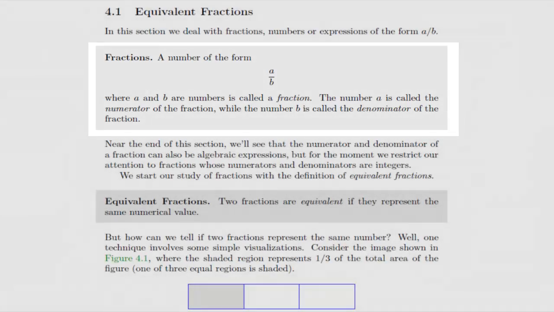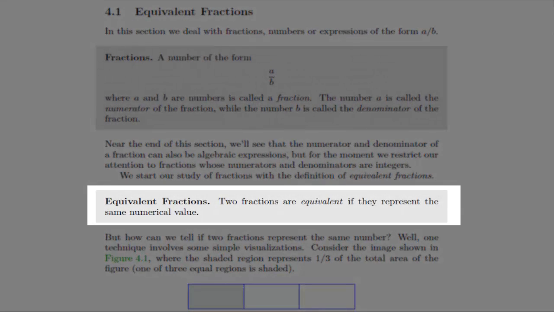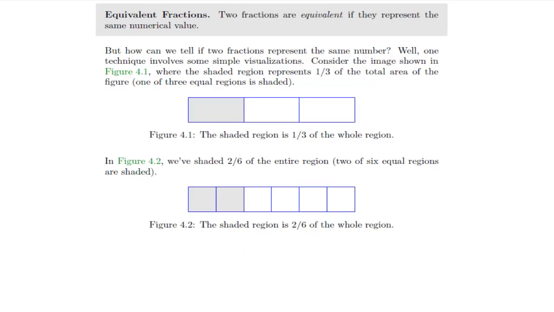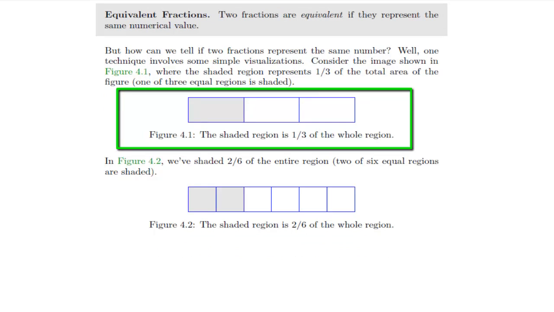We start our study of fractions with the definition of equivalent fractions. Equivalent fractions. Two fractions are equivalent if they represent the same numerical value. But how can we tell if two fractions represent the same number? Well, one technique involves some simple visualizations. Consider the image shown in Figure 4.1, where the shaded region represents 1/3 of the total area of the figure. One of three equal regions is shaded.